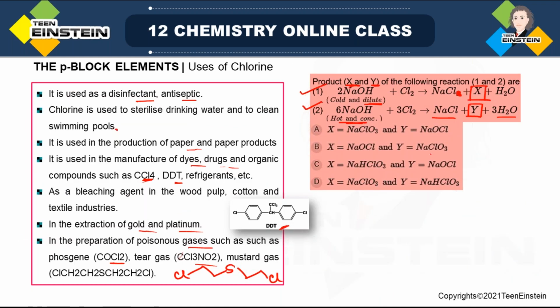So here the first product, that is X, it will be NaOCl. Now NaOCl as X is present only in option B. So if you are sure about the structure of X, you can choose this option. And also Y as it is NaClO3, that is also present only in option B. Okay, not other options. So that is why this will be the correct option.